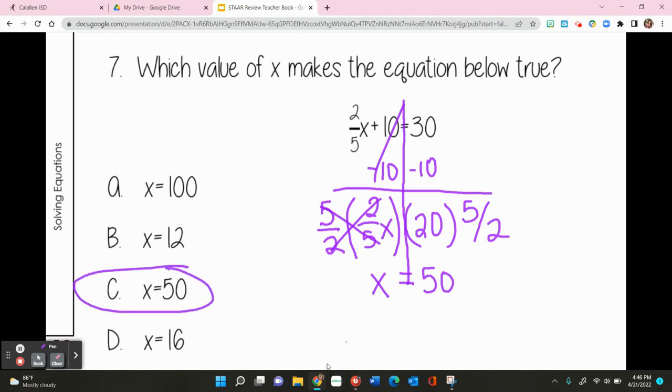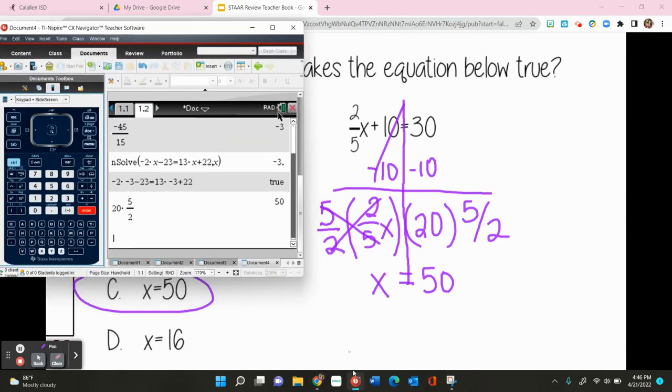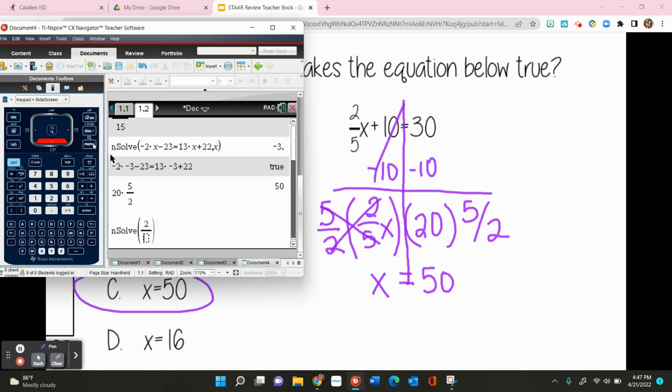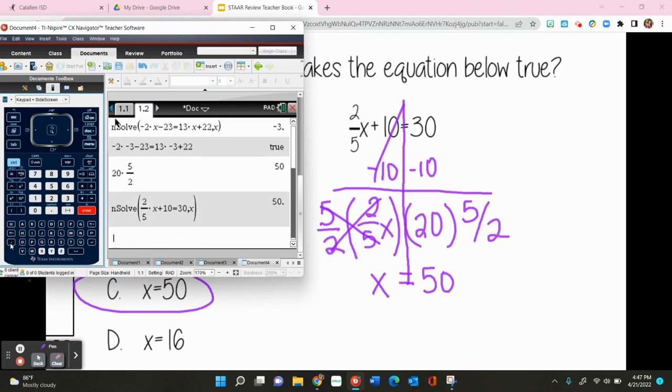Now again, we're just going to double check our answer by putting our equation into nSolve. So putting this into nSolve, we're going to take menu 3, 1. And the first thing we have is control divide, 2 on top, 5 on the bottom. We're going to step out of our fraction and put x plus 10 equals 30. And remember, we want to tell our calculator what we're solving for. So we're going to put comma x. And when we press enter, we see here that our answer is 50.